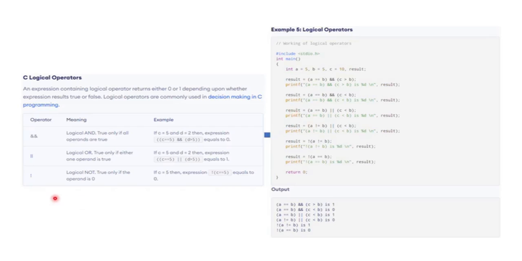What is the use of logical NOT? It is used to invert the result. If the expression result is false, then it will return true, and if it is true, then it will return false, like an inversion.